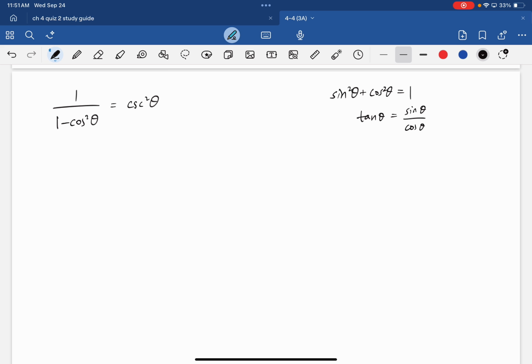So here I might want to start by using this identity somewhere. And then a general other good first step is to rewrite everything in terms of sine and cosine. So cosecant is 1 over sine.